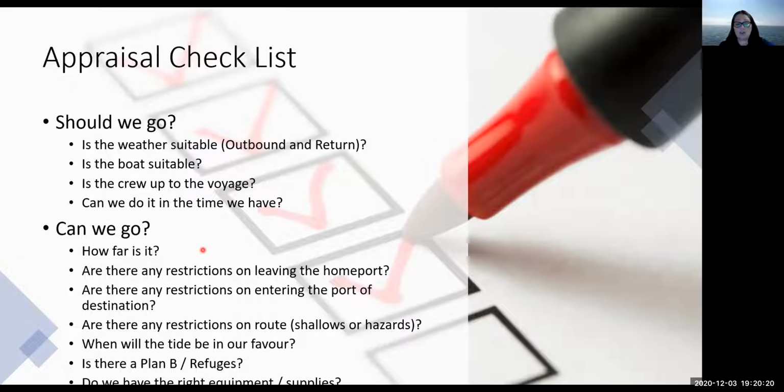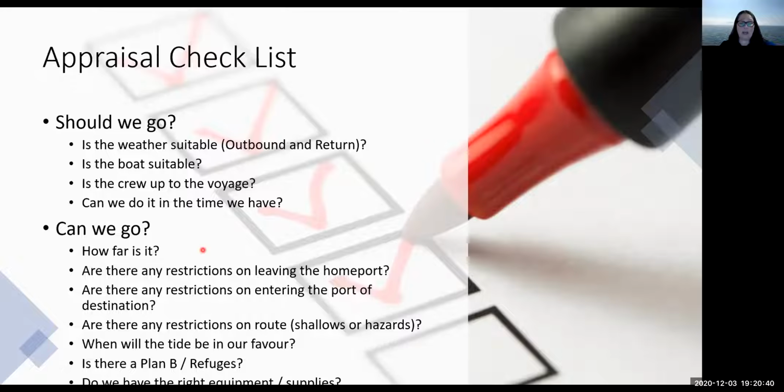Are there any restrictions en route? Are there any serious shallows or hazards that I need to worry about? Will I have a favourable tide? What I tend to do is to say, take my high water -6 to high water +6, put some ticks and crosses in the boxes underneath them. When is it favourable? When is it not favourable? Is there a plan B?